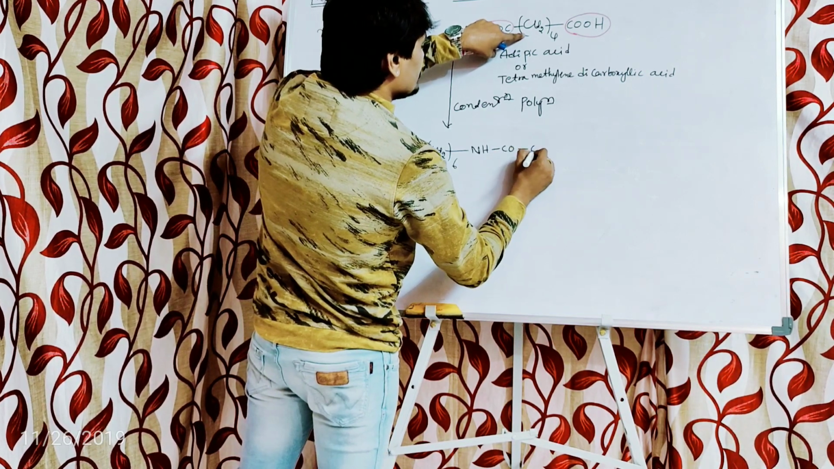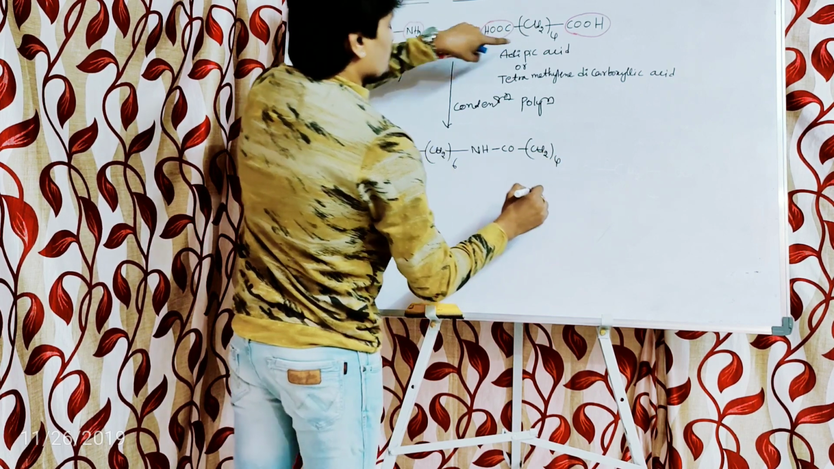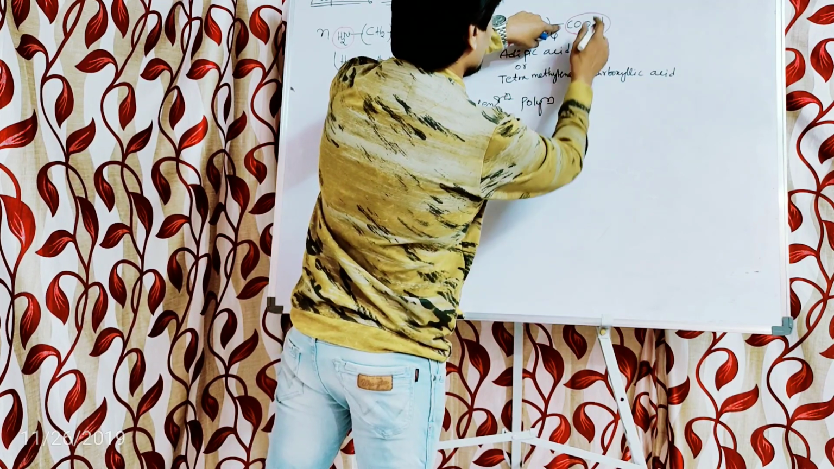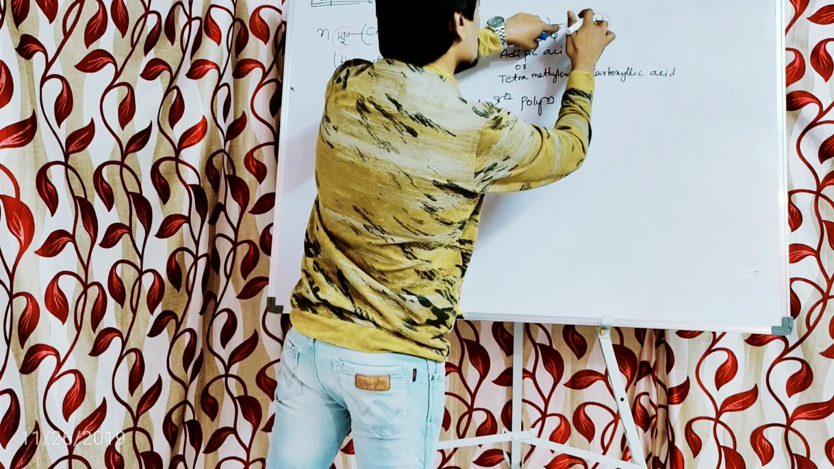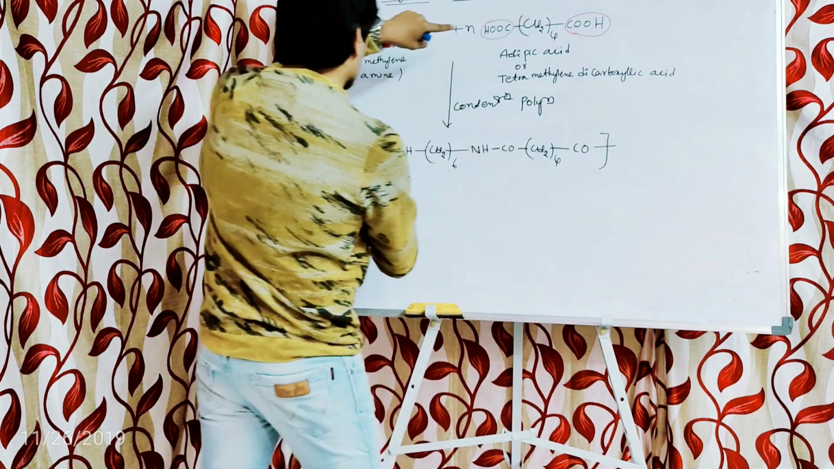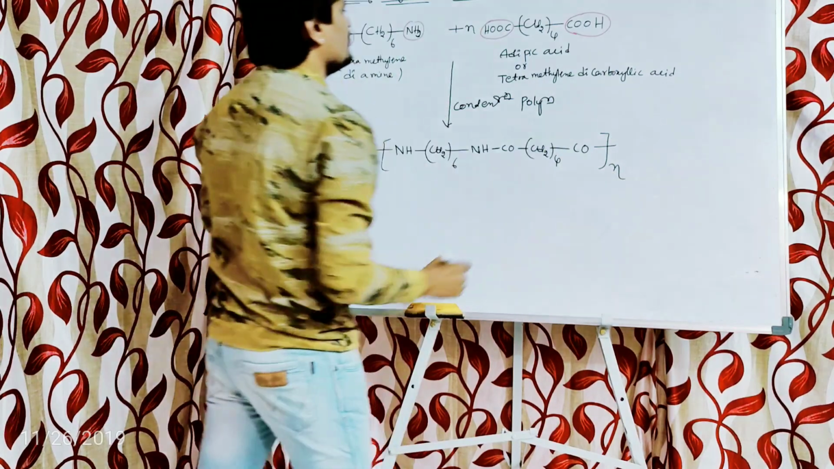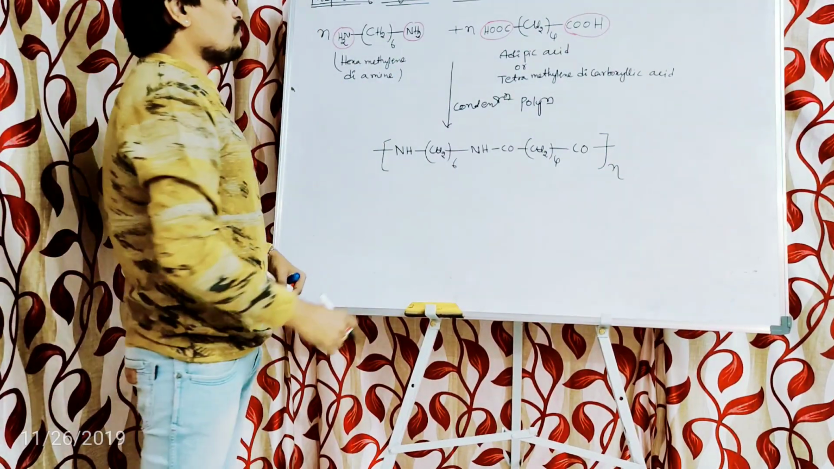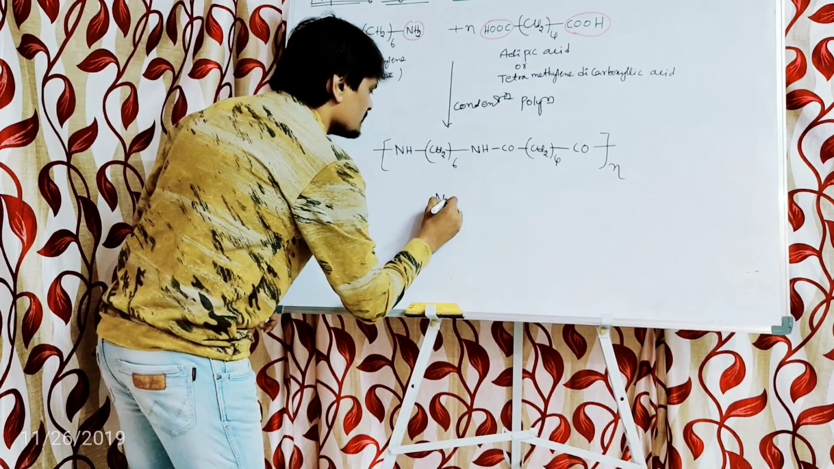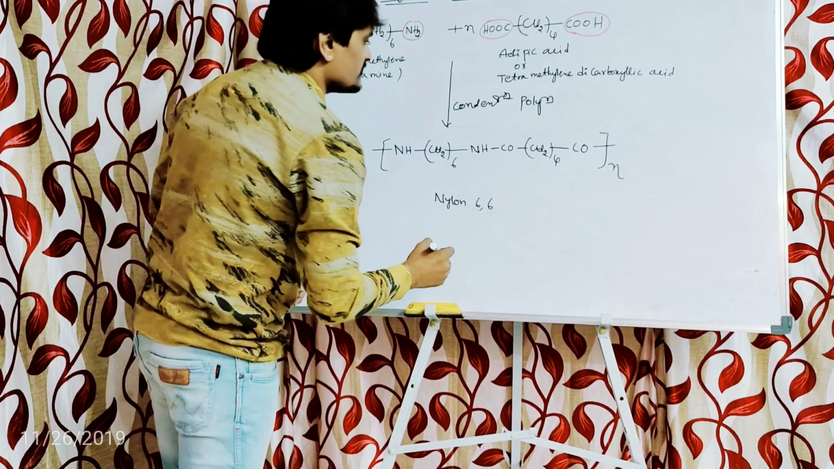There is no change at the CH2 taken 4. And in the carboxylic moiety, there will be a change. That is, hydroxy is being lost. So only CO is left. So this is your structure. It is very, very simple if you know the structures of the monomer units. It is your nylon 6,6. Right.